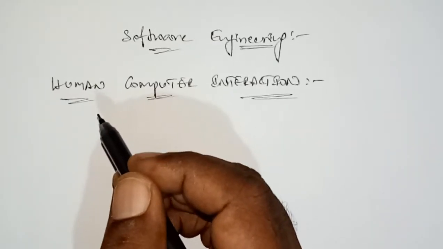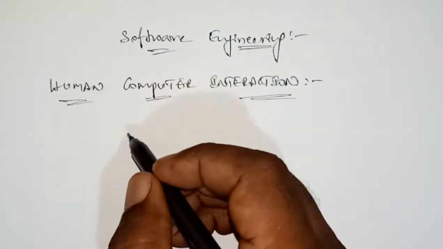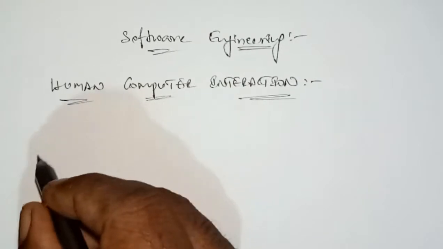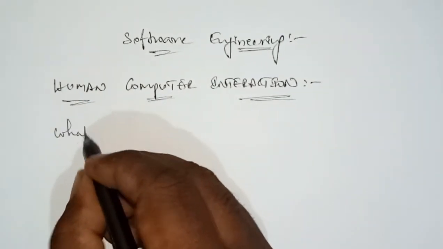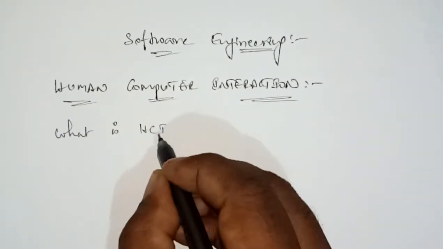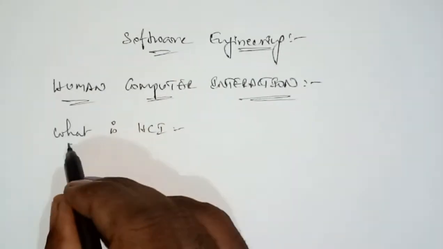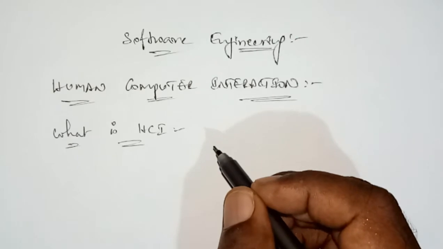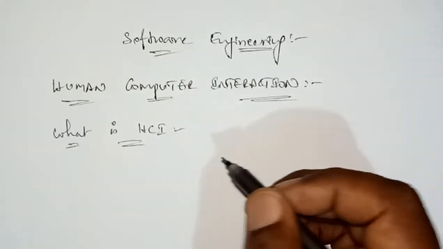Students, today I want to discuss the topic human computer interaction in software engineering. First of all, we'll see what is HCI. HCI stands for human computer interaction. It is the study of interaction between humans and computers.